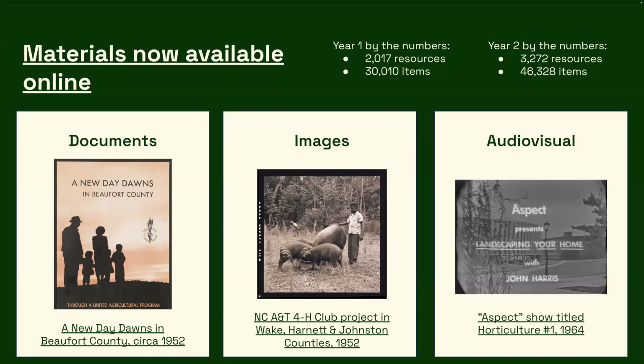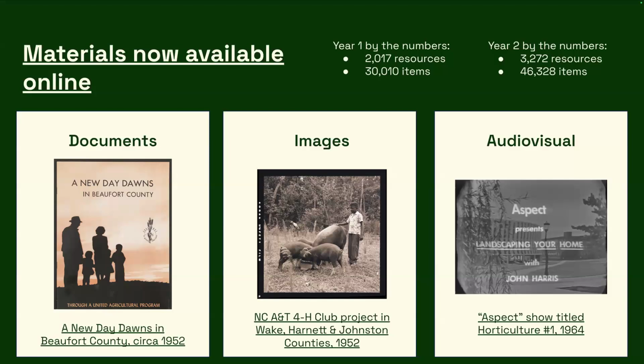The image in the center is from NC State's Department of Communication Services records. So throughout the 20th century, university photographers would take photographs at various college and university events. And as a result, we have a large amount of black and white negatives dating from the 1940s onward related to various extension activities. So this one is of a young black boy watching over some pigs as they eat. This one was taken at a 4-H club event for Wake, Harnett, and Johnston counties, put on by what was then known as A&T College in 1952.